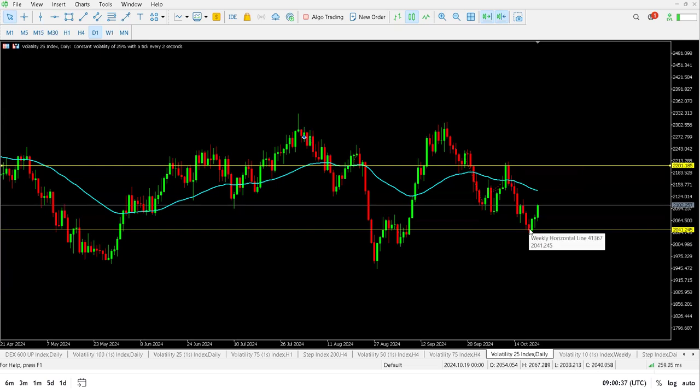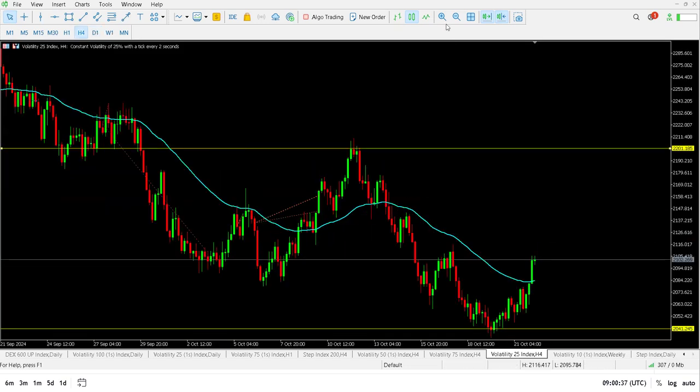Clearly putting the daily time frame in a bearish market structure on volatility 25 index. So I have the weekly time frame in a bearish market structure, the daily time frame also in a bearish market structure. Now, once again, having put the daily and the weekly time frames in a bearish market structure alone is enough to make me conclude that I only want to look to sell volatility 25 index. But just to add a bit, I'd love to see what the 4-hour time frame looks like.